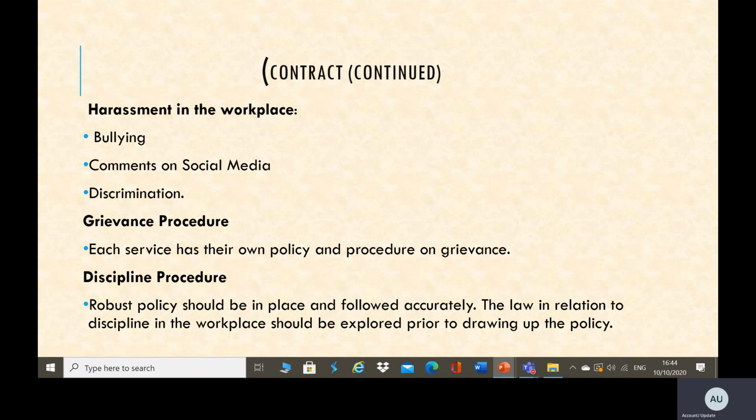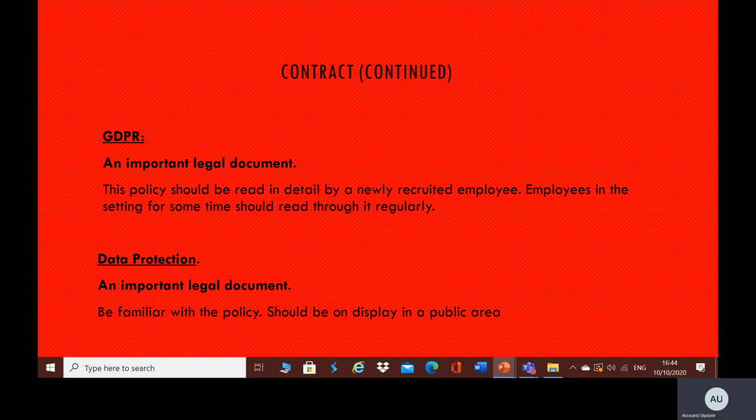GDPR: I have this highlighted in red on your slide, not because I want to colour it, but because it is so important. I cannot express how important the GDPR is, because you can land your company, your setting and the business you're working for into huge trouble by breaking the law, and it can cost them tens of thousands. So the GDPR policy should be read in detail by a newly recruited employee. And if you are reading it and you don't understand it, then go and ask. Employees in the setting for some time should read through it regularly to keep themselves familiar with it. It is an extremely important document.